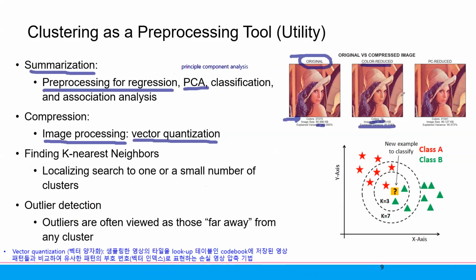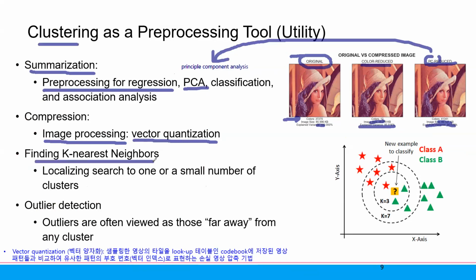And let's say I want to compress the image using PCA. PCA means principal component analysis. So we want to find the principal components, and we can reduce the image, so the size is smaller. So there are many ways to do image reduction, and one of the ways is using clustering.